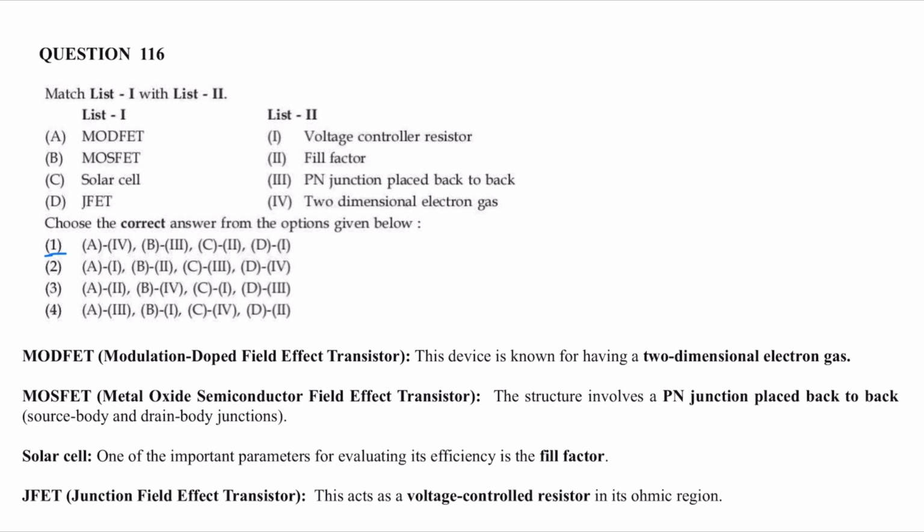MODFET, modulation doped field effect transistor. This device is known for having two-dimensional electron gas. Next, MOSFET, metal oxide semiconductor field effect transistor. This structure involves PN junctions placed back to back. So MOSFET, PN junction placed back to back.